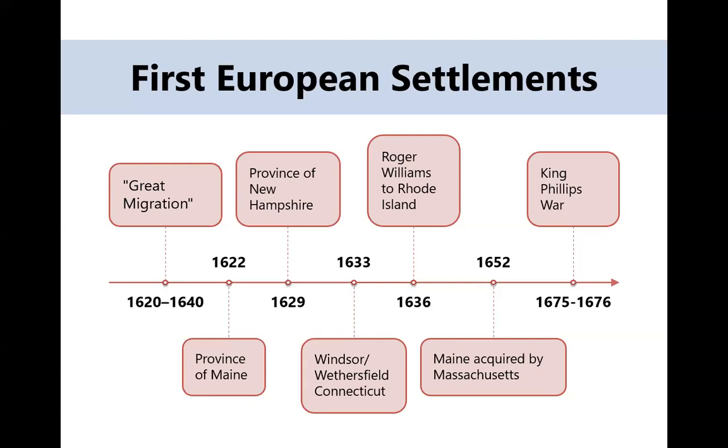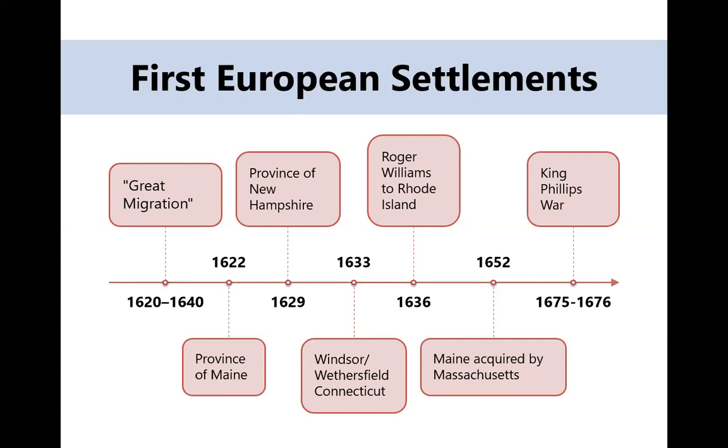The geography of mountains and waterways dictated the location of the earliest settlements. The first settlements of Pilgrims, Puritans, and others were along the coast, as inland was essentially impassable. In 1622, the province of Maine was established, and in 1629, the province of New Hampshire was separated from Maine. In 1633, Windsor and Weatherfield in Connecticut were settled inland, accessed via the Connecticut River. And 1636 marks Roger Williams' settlement of Rhode Island.